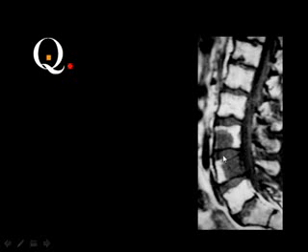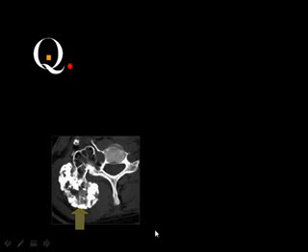Okay. Whenever you see this bone marrow infiltration in the spine, number 1 is metastasis. Number 1 is metastasis, because metastasis is much more common than lymphoma in the spine.